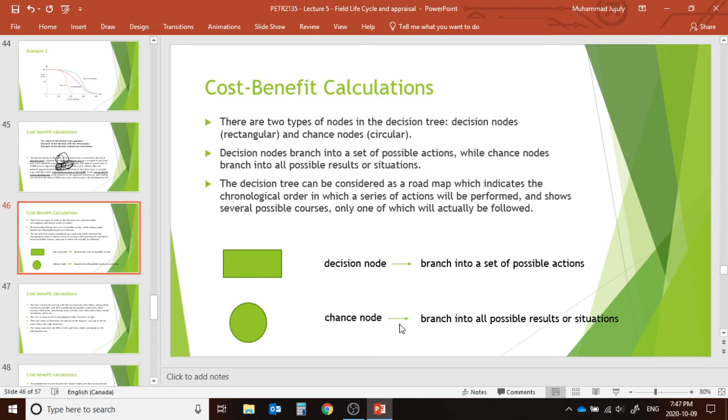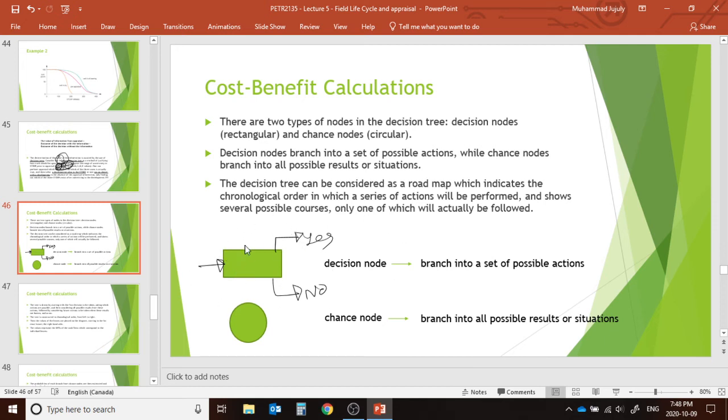So there are two types of nodes in this decision tree. We'll actually develop a decision tree. One, this one, the rectangular one, is the decision making node. That means there will be one input and two outputs, and the two outputs would be yes or no. All right, the branch of set of possible actions.